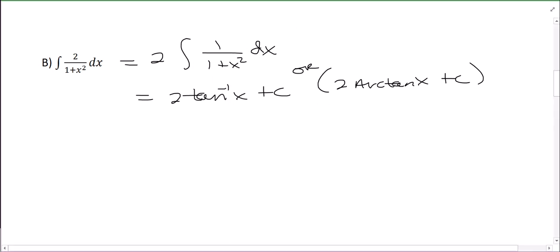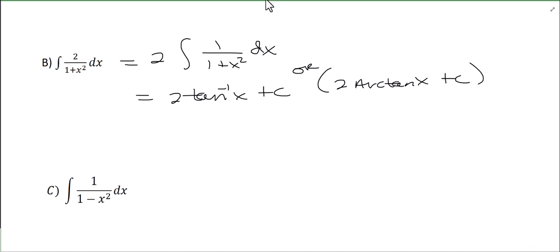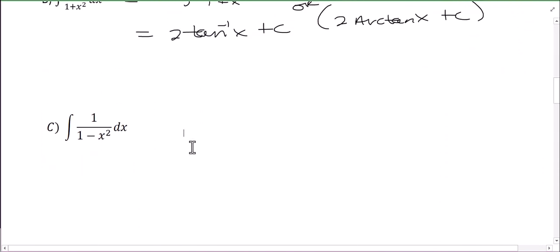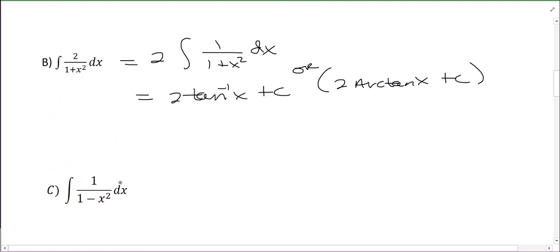Now what about example C? Now this example, when I look at it, I don't quite recognize. It looks kind of like that one, but it's a little different. So let's look at the inverse. Notice that, which one is it here? The 1 over 1 minus x squared is the derivative of hyperbolic inverse tangent. So I can then look at this and say, oh, this is actually something that I do know how to do. This is the hyperbolic inverse tangent of x plus c.